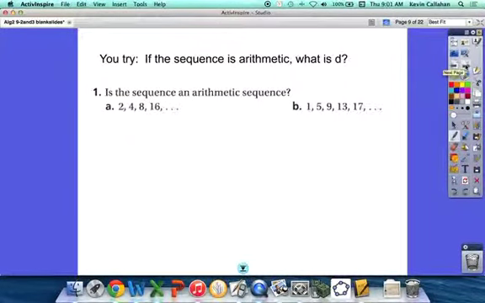For these two sequences, say whether it's arithmetic, and if it is, what is d?